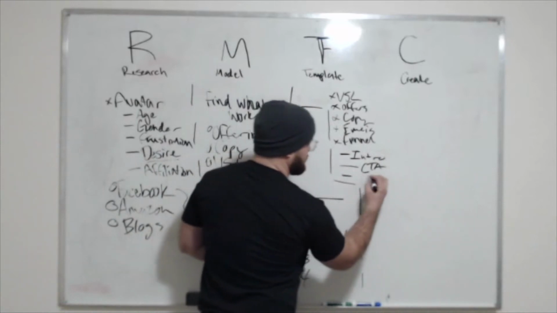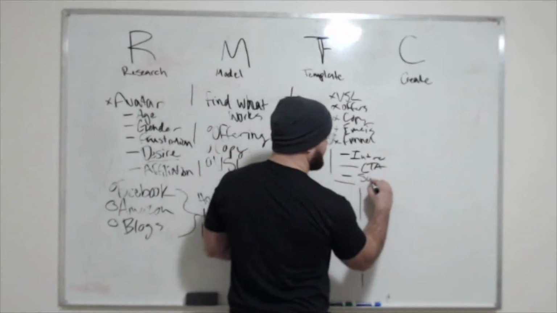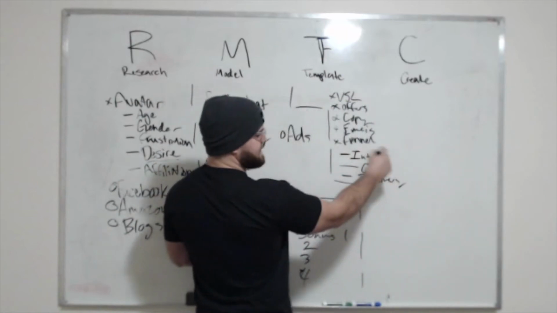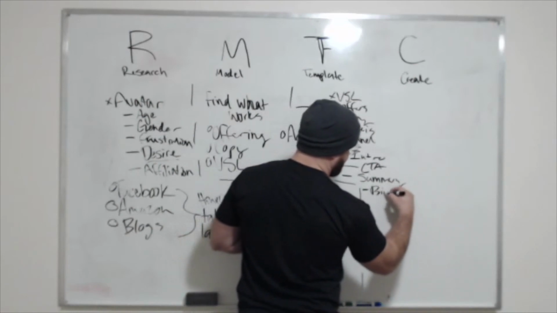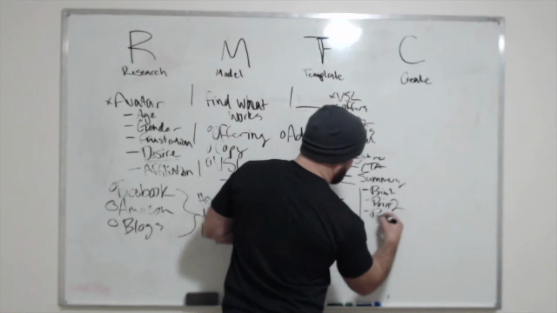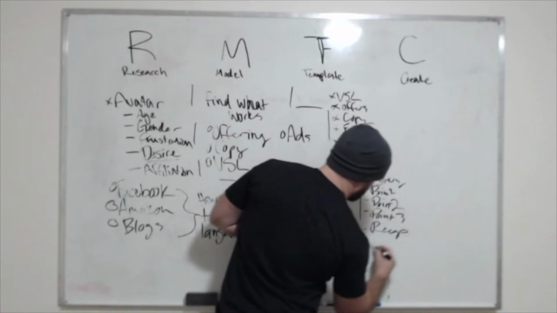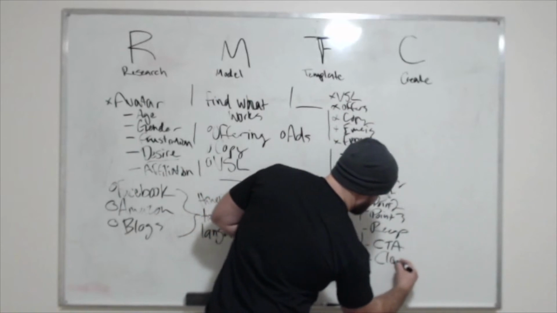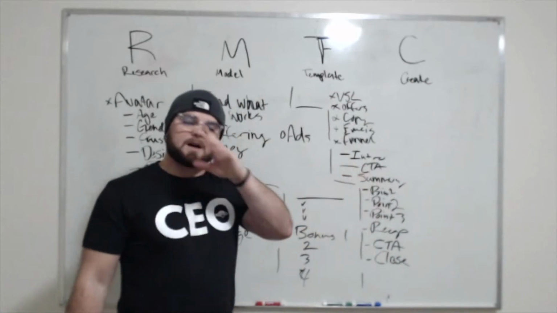And then you got basically the summary of what they're going to learn. And that may even be in the intro, but right here, we're just creating a framework, right? So then you got point 1, point 2, point 3, then you got your recap, you got your CTA, and your close. Okay, so you can actually take this right now as your content framework.